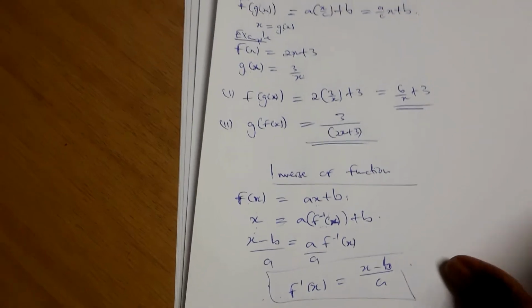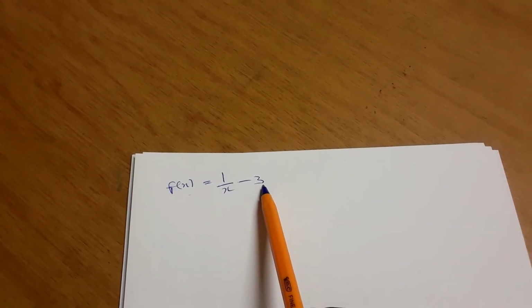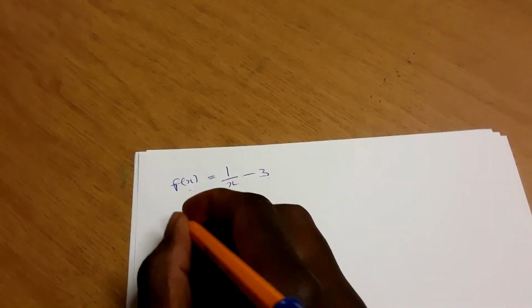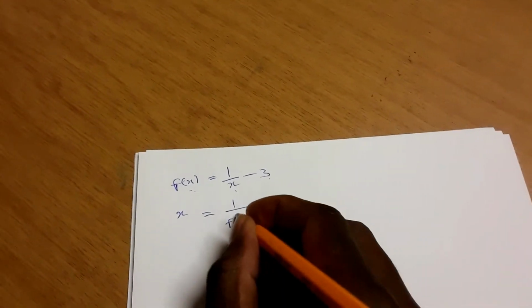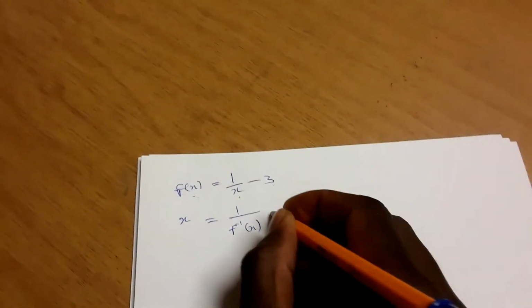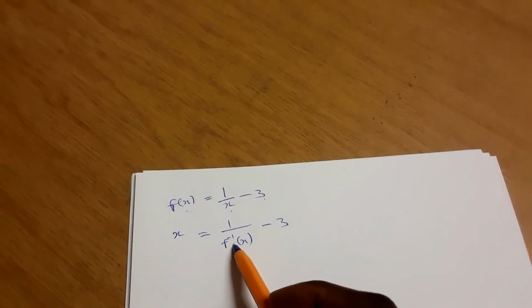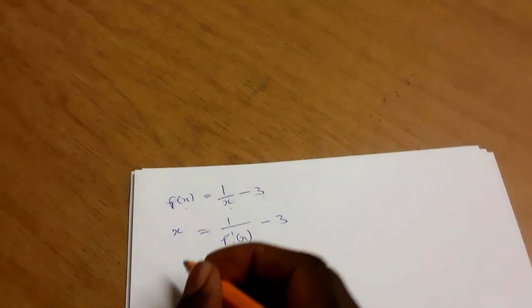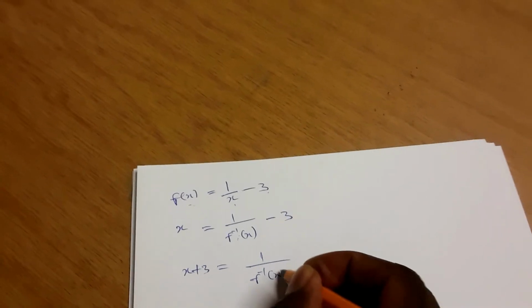You see, it's not difficult at all. It's just some simple stuff. So let's take an example. You have f of x is equal to 1 over x minus 3. What I said is, where this f of x is, you put x is equal to, and where this x is, you put the inverse of f of x, minus 3. You want to make the inverse the subject of the formula, so you can collect like terms. Then you have x plus 3 is equal to 1 over the inverse of f of x.